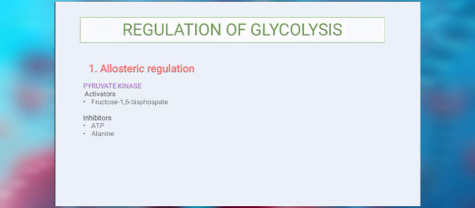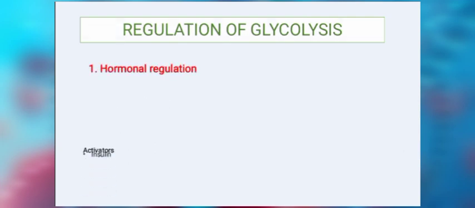We can also talk about hormonal regulation. Hormonal regulation has to do with how some hormones bring about regulation of the glycolytic pathway. In the case of hormonal regulation, the hormone insulin serves as an activator for the glycolytic pathway, while glucagon inhibits the pathway.